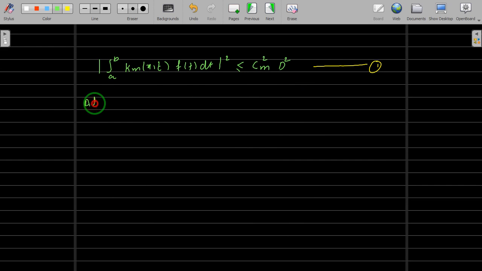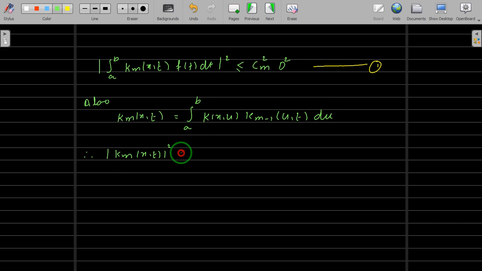Now also, we know what Km is. Km(x,t) is nothing but the integral a to b of K(x,u) K_{m-1}(u,t) du. This is your definition, right? So if you take the square of this, therefore if you take mod of Km(x,t) the whole square, you will have the square of this, right? Mod of this and then square.